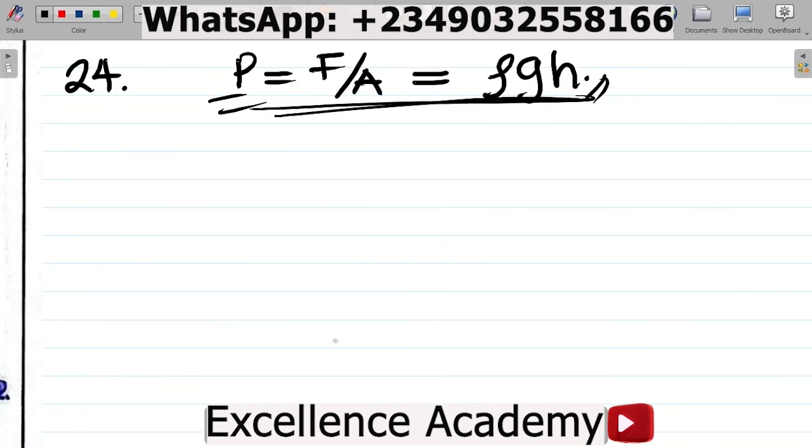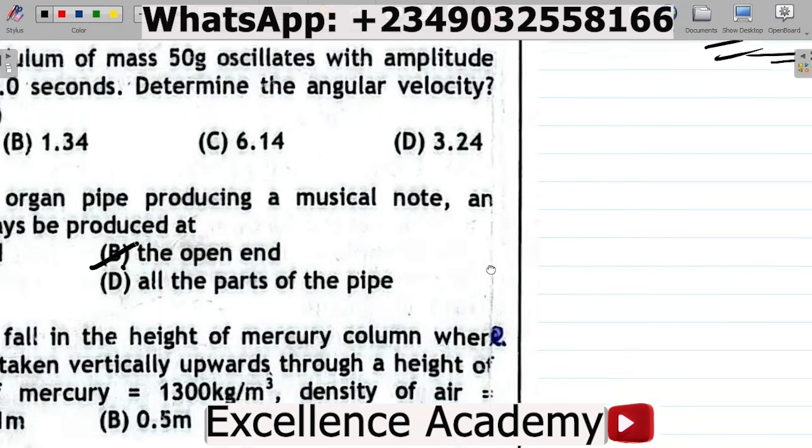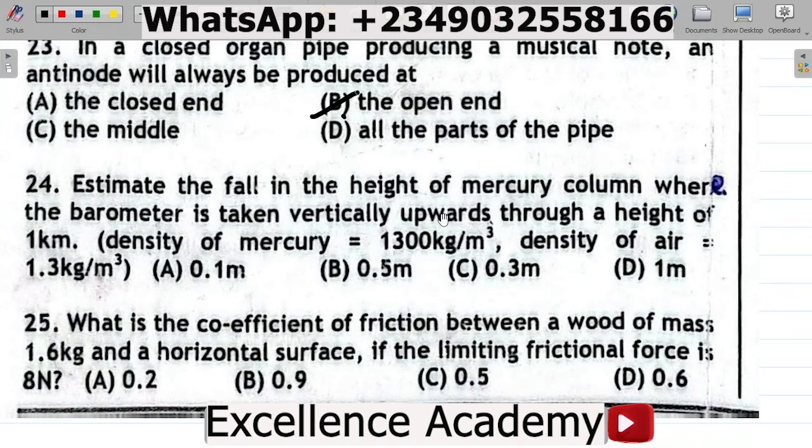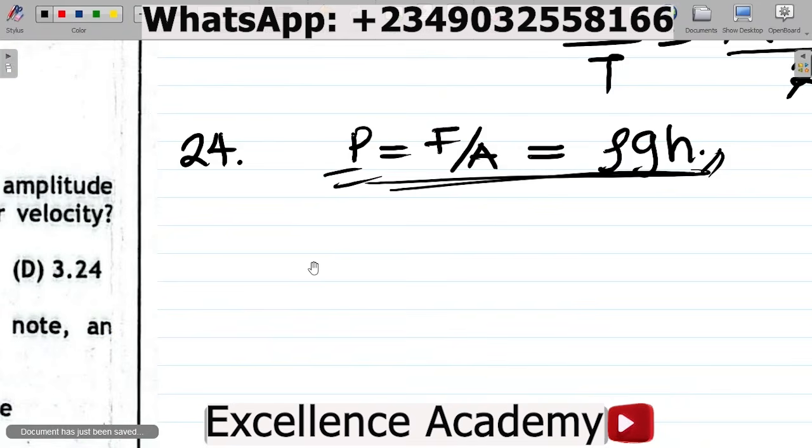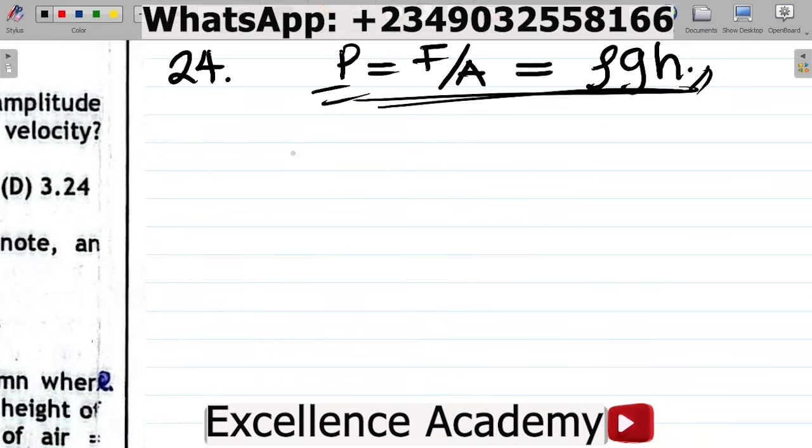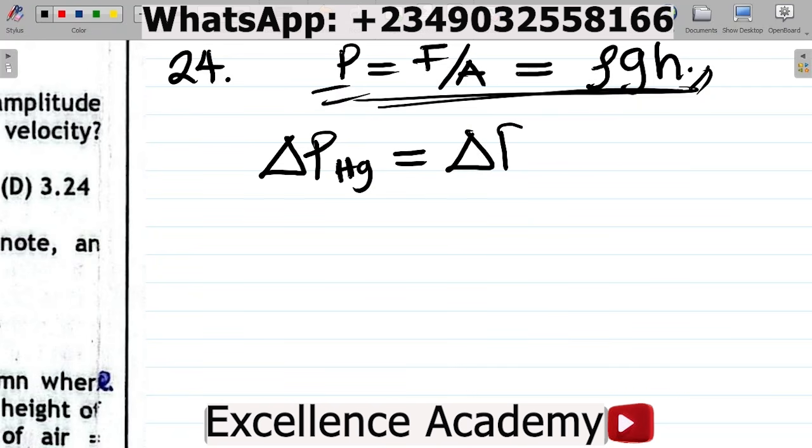But for this question, if you look at what is mentioned here, they mentioned mercury. They also mentioned air. Now, to solve this question, we'll take that the change in pressure of mercury, the symbol for mercury is Hg, is equal to the change in pressure for air.